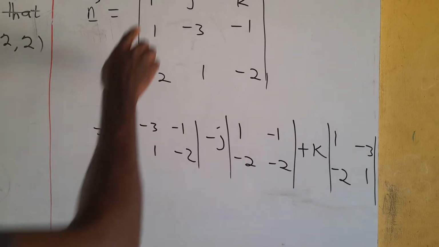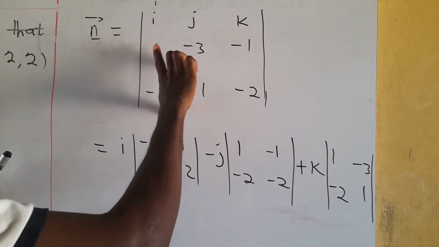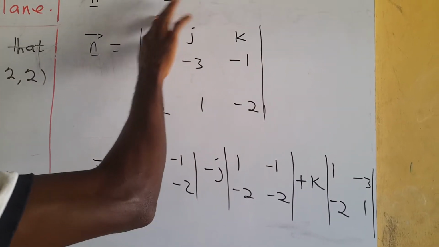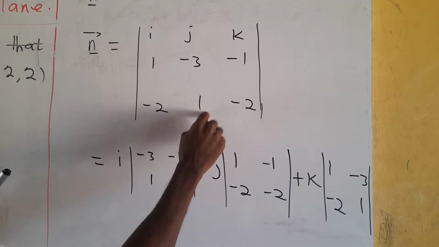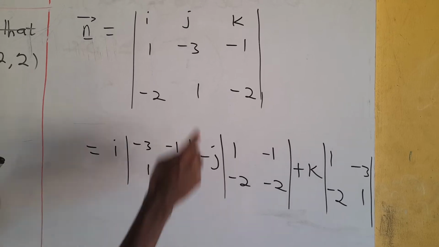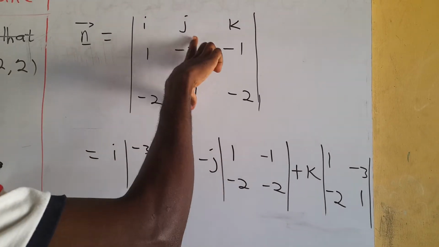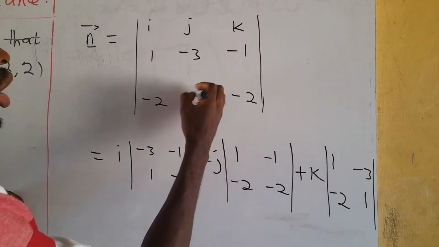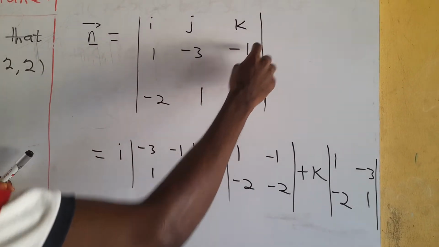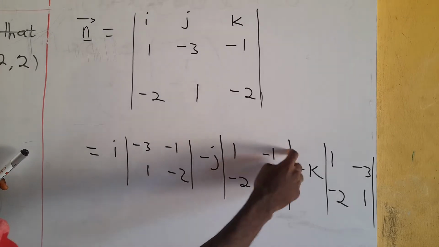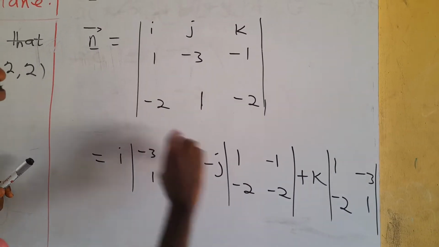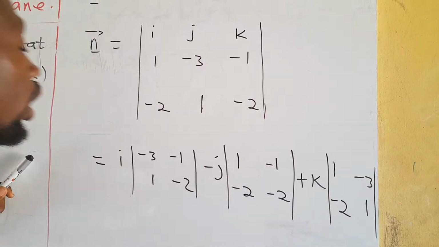So how do we do it? When we pick the i, we will not pick what is under the i. So we'll pick what is under the other unit vectors. So there's negative 3, 1, negative 1, negative 2. Then the j, we will not pick what is under the j. So we'll pick 1, negative 2, negative 1, negative 2. Then the k, we will not pick what is under the k. You have 1, negative 2, and negative 3, 1.